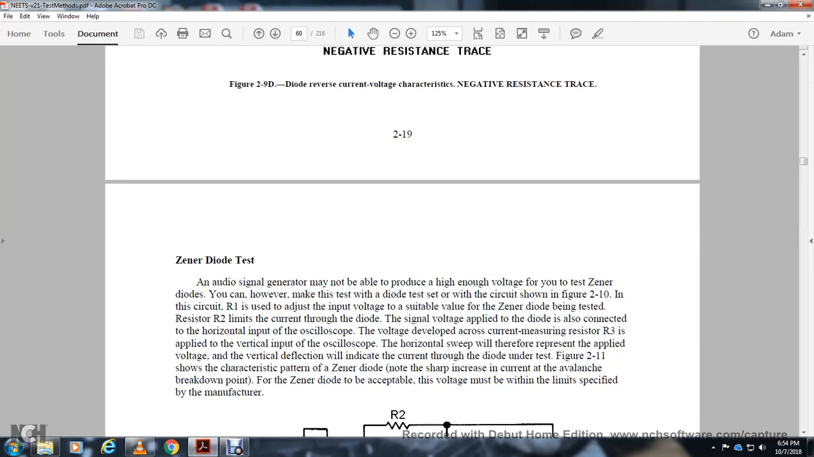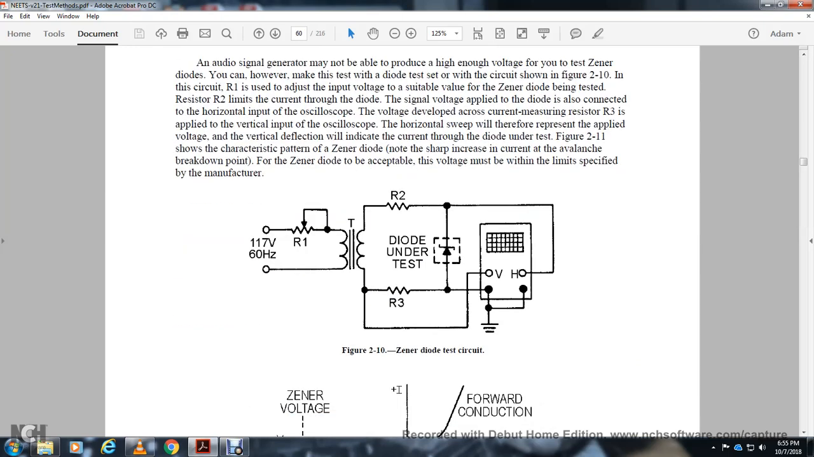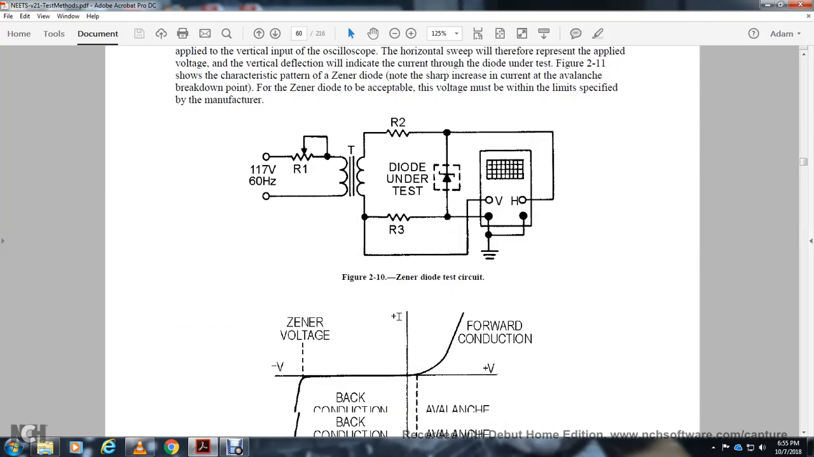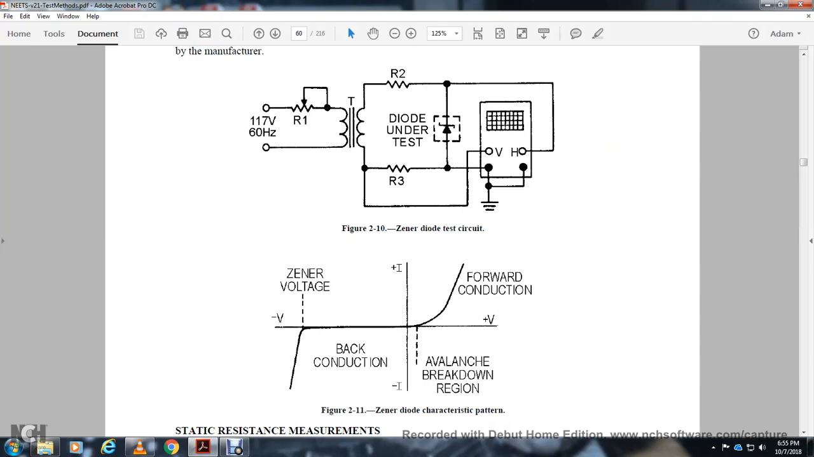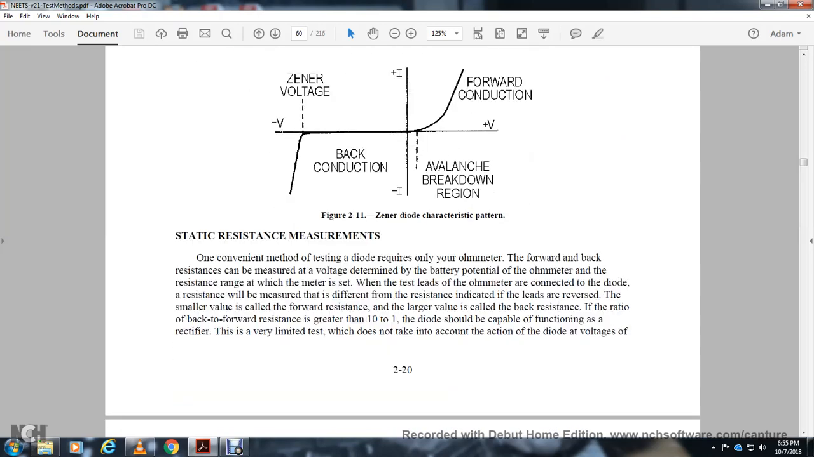The horizontal sweep therefore represents the applied voltage, and the vertical deflection indicates the current through the diode under test. Figure 2.11 shows the characteristic pattern of the zener diode, a sharpening curve in the current at the avalanche breakdown point. For the zener diode to be acceptable, the voltage must be limited as specified by the manufacturer. Shown are resistor 1, the diode under test, resistors 2 and 3, the meter, linear voltage, back conduction, avalanche breakdown, forward conduction, and static resistance measurements.